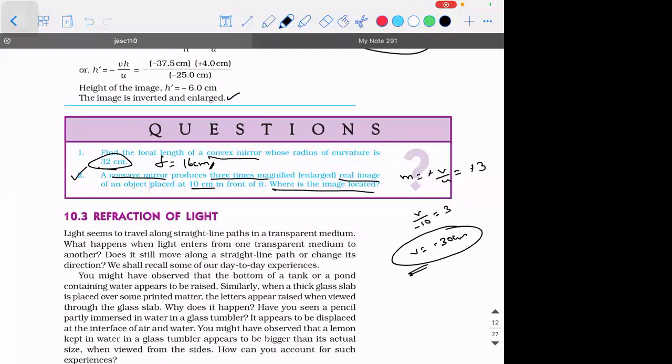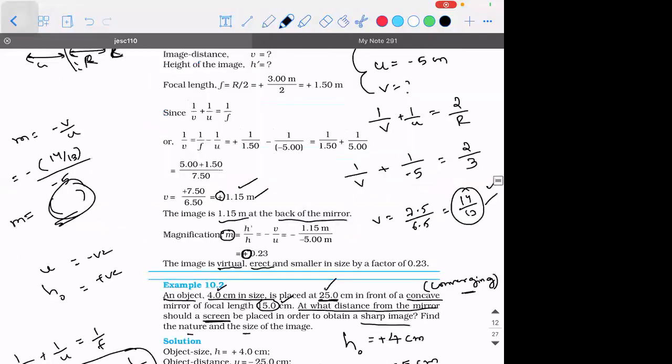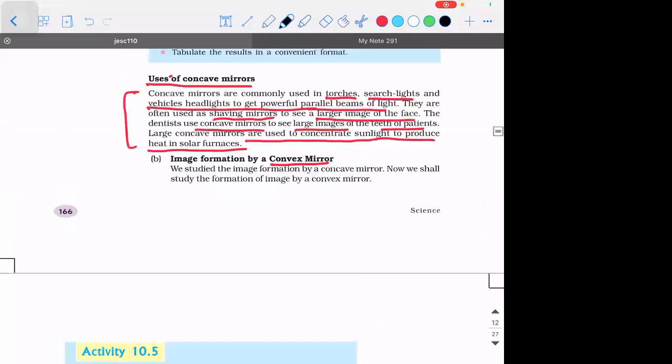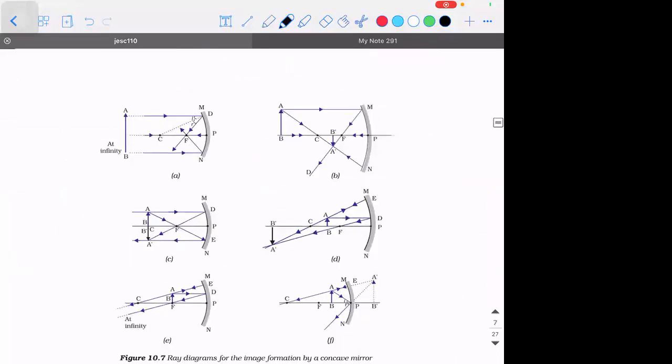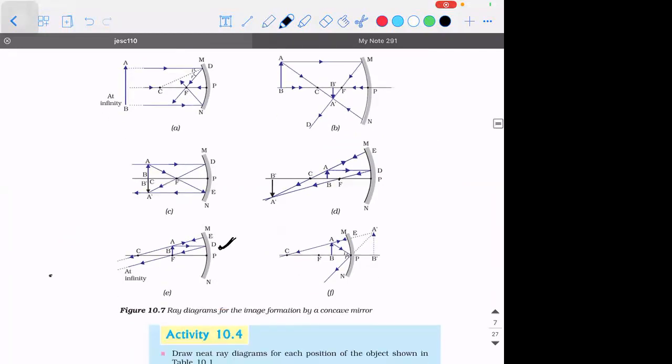Where will you get an enlarged image? If you recollect all the ray diagrams from a concave mirror, where do you have an enlarged real image? Between focus and center of curvature, and at the focus. But here, if they place it at the focus, what is the magnification? It is infinite. If the object is placed at infinity, the magnification is 0.